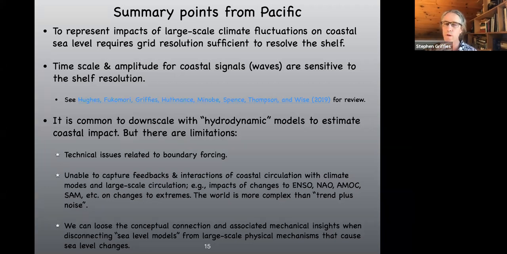The technical issues are pretty profound, related to how you force these models at their boundaries. And it's important also to acknowledge that they don't capture feedbacks and interactions that the coastal circulation feels from large-scale climate modes when you're running these climate simulations out to future projections. And the main point here is that the world is more complex than the trend plus noise assumption that you need to make when you do these extrapolations with these downscaling models. Also, from a conceptual perspective, I think it's important to realize that you kind of lose a connection between the mechanisms of what's causing sea level changes when you decouple those changes and you just do a downscaling problem. So I think there's important understanding that still needs to come from how the ENSO and the NAO and the AMOC and the tropical cyclones affect sea level, and how sea level can feed back on those modes as well.